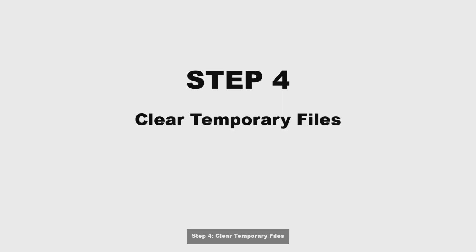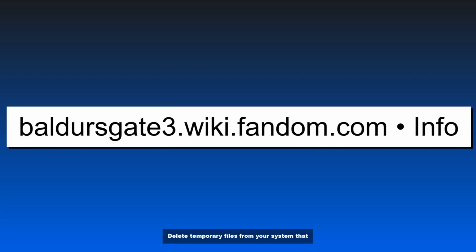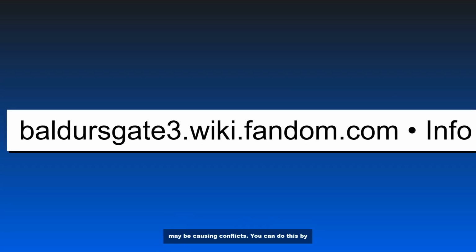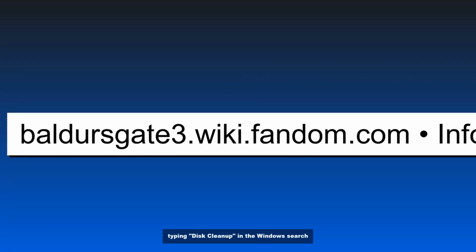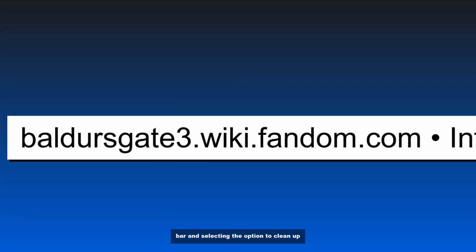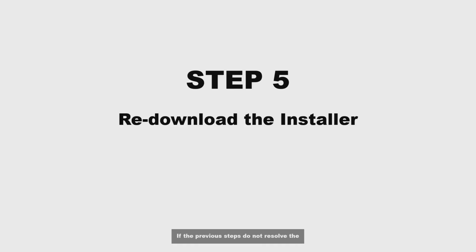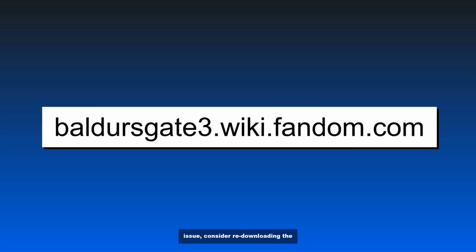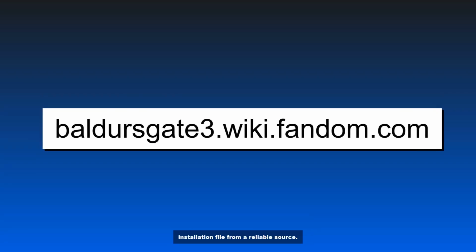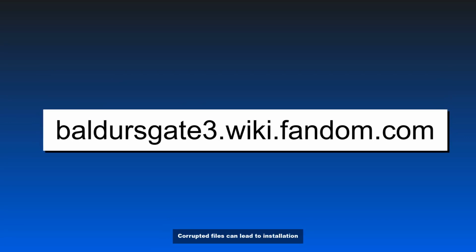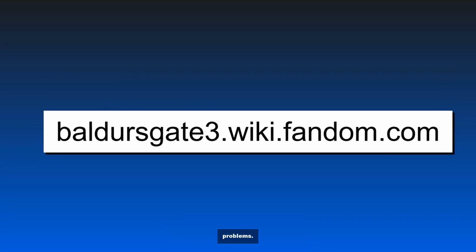Step 4. Clear temporary files. Delete temporary files from your system that may be causing conflicts. You can do this by typing disk cleanup in the Windows search bar and selecting the option to clean up system files. Step 5. Re-download the installer. If the previous steps do not resolve the issue, consider re-downloading the installation file from a reliable source. Corrupted files can lead to installation problems.